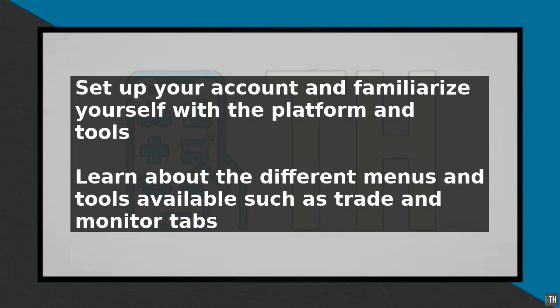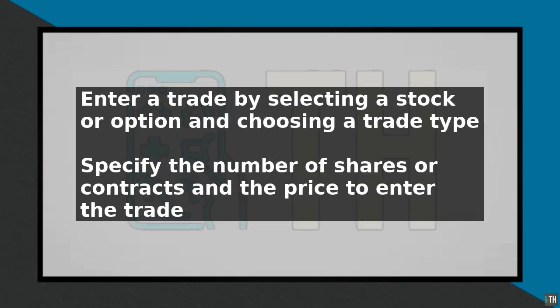To enter a trade, you will need to select the stock or option you want to trade and then choose the type of trade you want to enter, such as a buy or sell. You will also need to specify the number of shares or contracts you want to trade and the price at which you want to enter the trade. Once you have entered all of this information, you can submit your trade and it will be executed in your paper trading account.